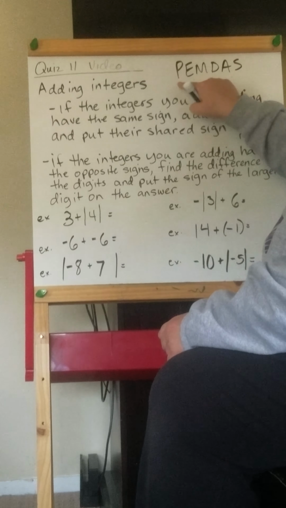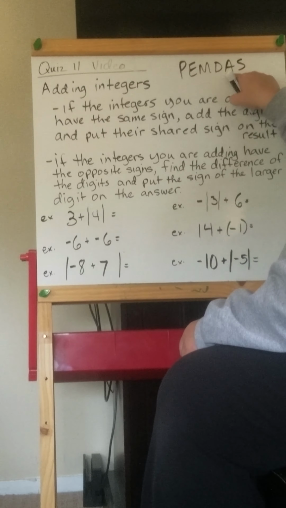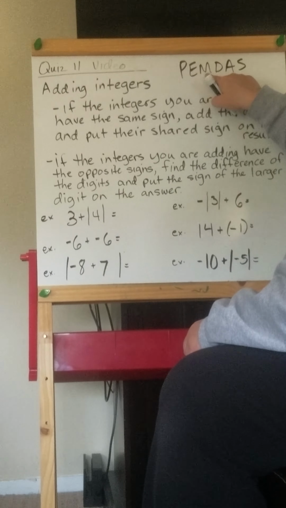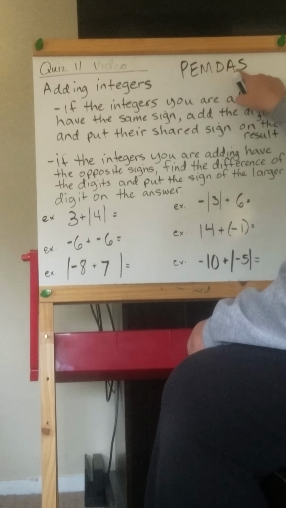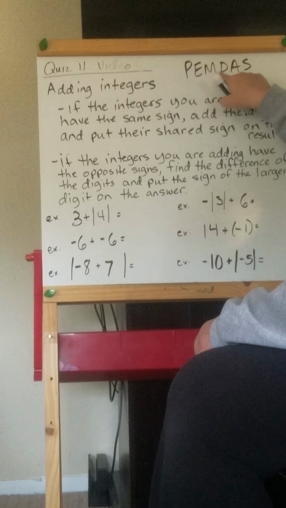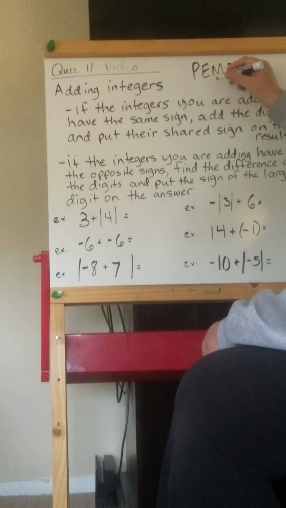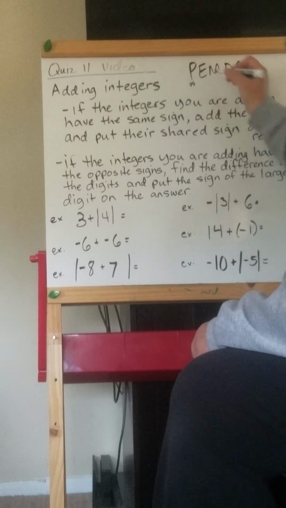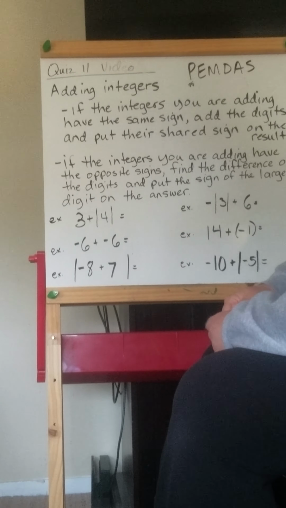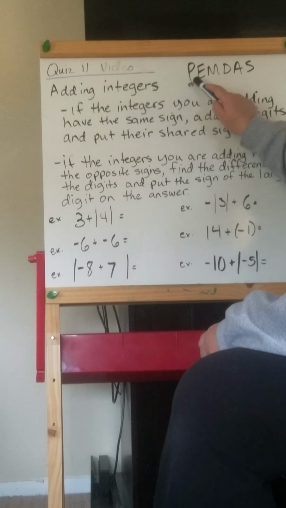For those of you who remember from your previous math classes, there's something called PEMDAS. Please excuse my dear Aunt Sally. Parentheses, exponents, multiply and divide, add and subtract. Parentheses and absolute value go together, so you're going to do them at the same time, right at the beginning before you do any of the rest of this.